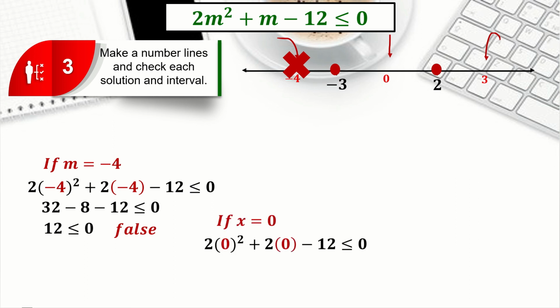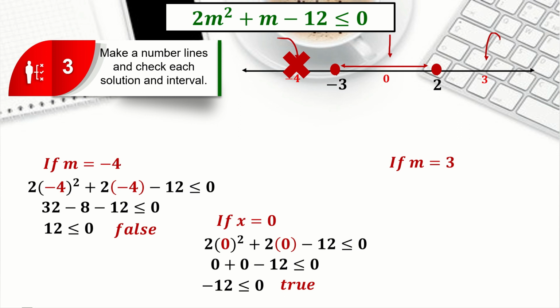On the middle, let's try 0. So, we substitute 0 in the equation. We have 0 plus 0 minus 12 less than or equal to 0. Negative 12 is less than or equal to 0, and that is true. Meaning, starting from negative 3 going to positive 2 is a part of the solution. You can try also negative 2, negative 1, or positive 1.